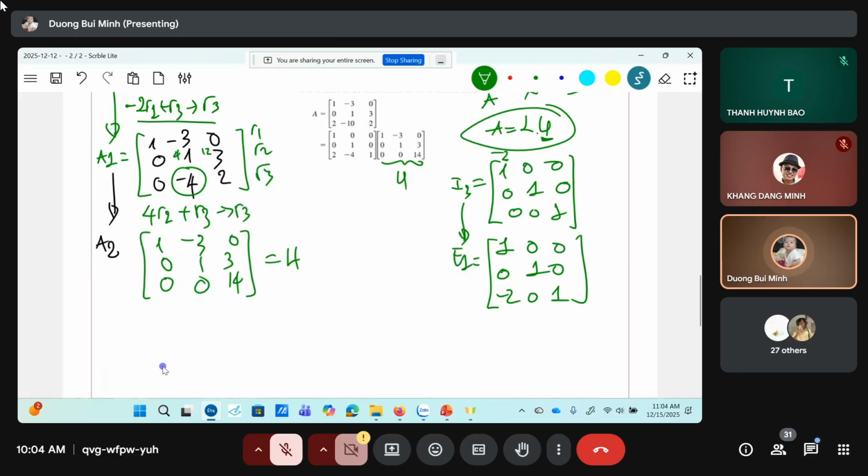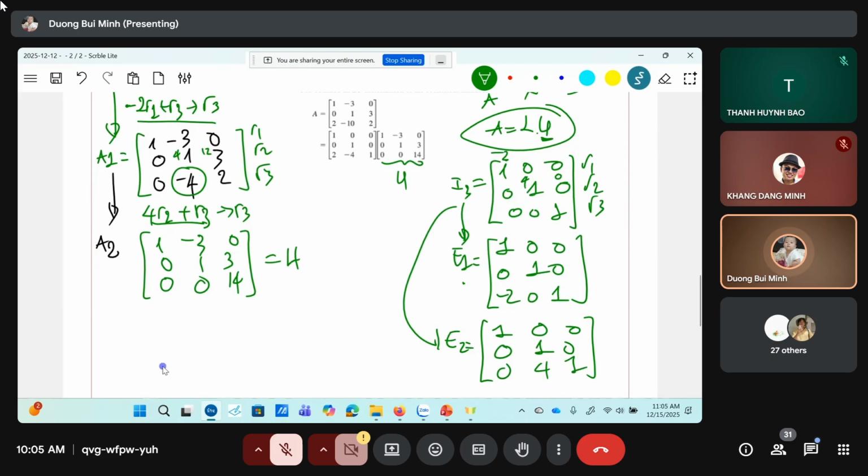Okay, and then I would like to get E2. We apply the same step here to I3. So we just modify R3, so we keep here 1, 0, 0, 0, 1, 0. We keep R1 and R2, we just modify R3. So you get 4 here, right? So you get here 0, 4 plus 0 is 4, and 0 is 1.